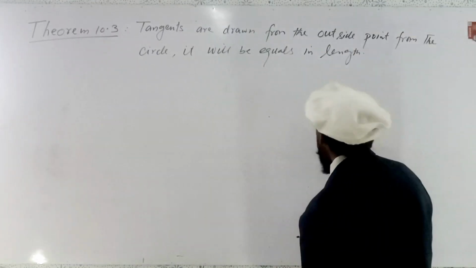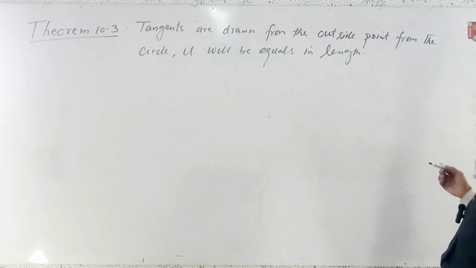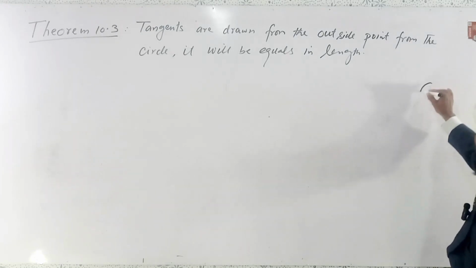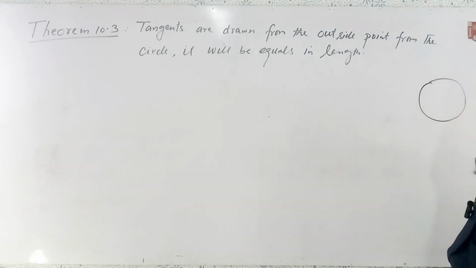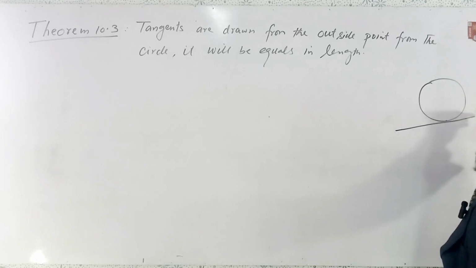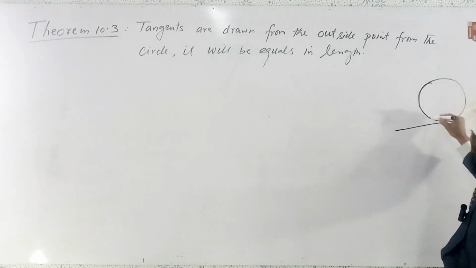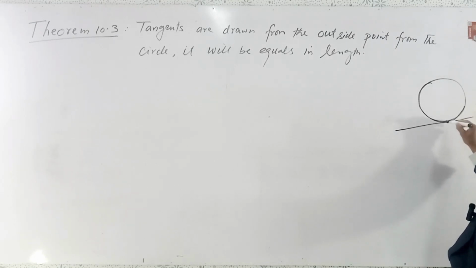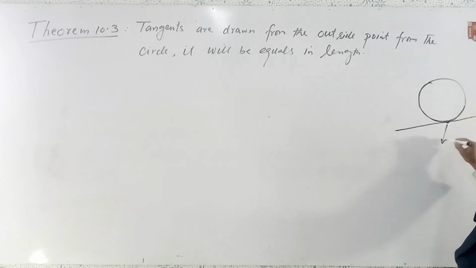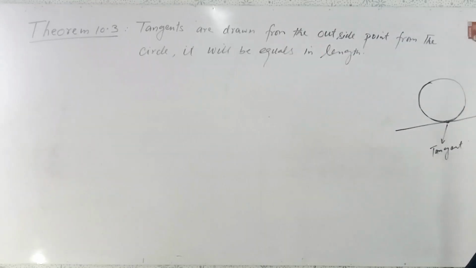So first of all, we discussed this earlier already. For example, we have a circle. If the circumference of the circle is touched at this point, this is called a tangent. This point is called the point of contact.